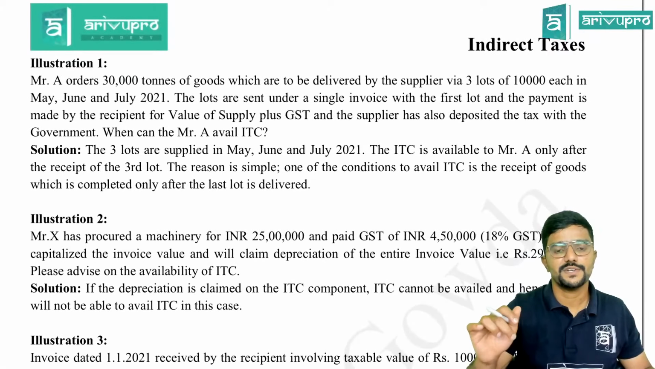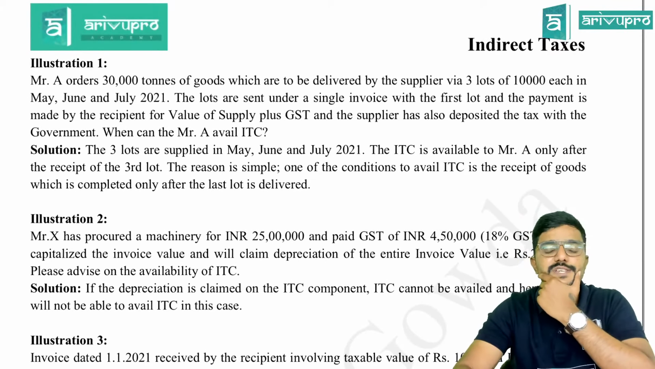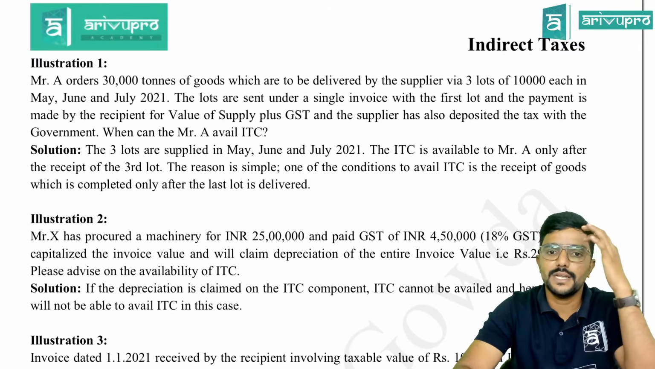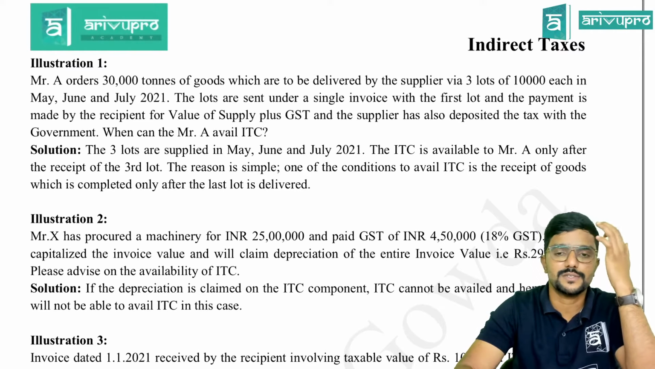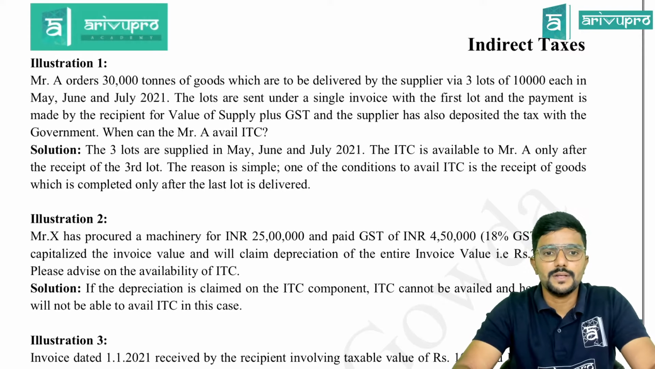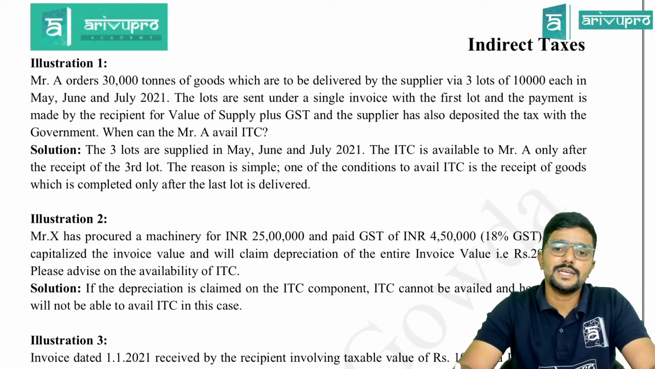There is one illustration here. Come to illustration 1. Yeah, let me read. Mr. A orders 30,000 tons of goods which are to be delivered by the supplier in 3 lots of 10,000 each in May, June and July 21. The lots are sent under a single invoice with the first lot, and the payment is made by the recipient for the value of supply plus GST, and supplier has also deposited the tax with the government. When can Mr. A avail ITC?